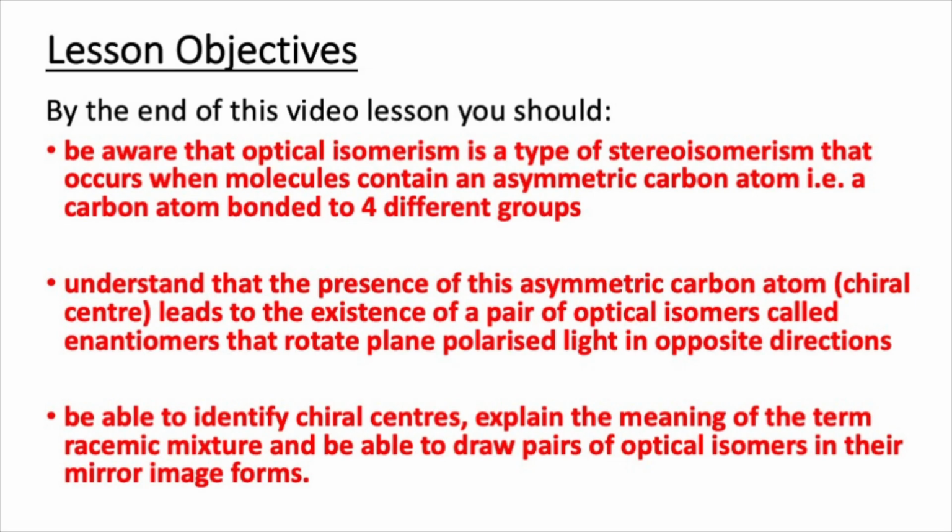By the end of this video lesson, you should be aware that optical isomerism is a type of stereoisomerism that occurs when molecules contain an asymmetric carbon atom, i.e. a carbon atom bonded to 4 different groups. You should also understand that the presence of this asymmetric carbon atom, chiral center, leads to the existence of a pair of optical isomers called enantiomers that rotate plane polarized light in opposite directions.